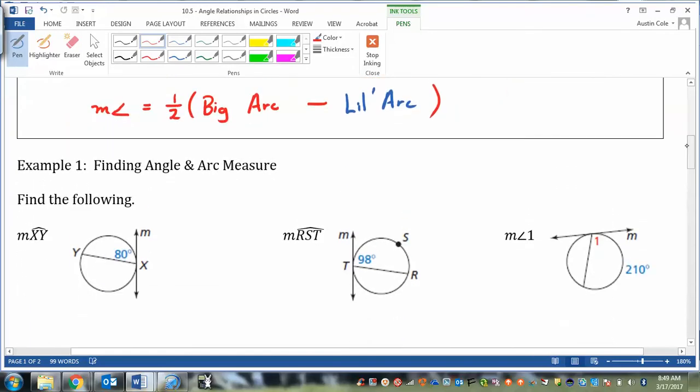I said that right. 1/2 the measure of the intercepted arc. Now, be careful. What are they asking here? XY. Does XY go that way or that way? It goes that way. The top one or the bottom one? Why the top, Katie? Why is it the top?